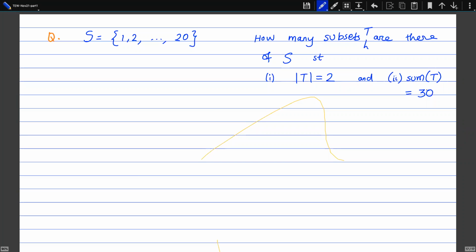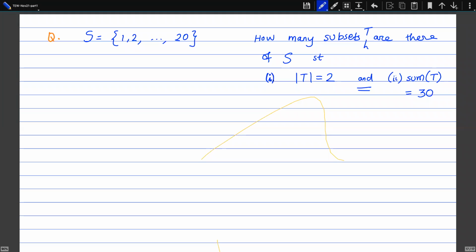For the first one is 20 combination 2? I want both to be satisfied. Not just, so the subsets should have both properties. No, but he probably meant just having the first condition. I mean, it's not two separate problems. I see. Okay. Got it.